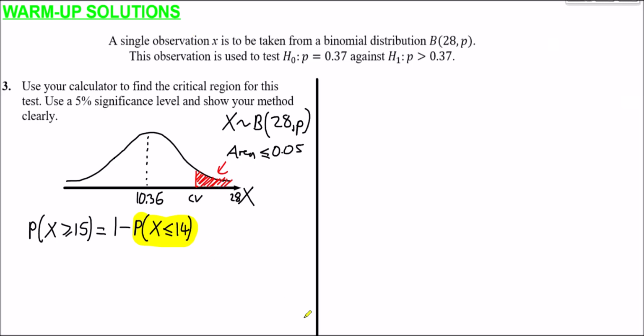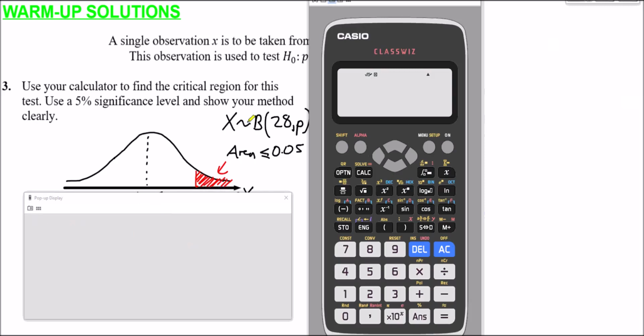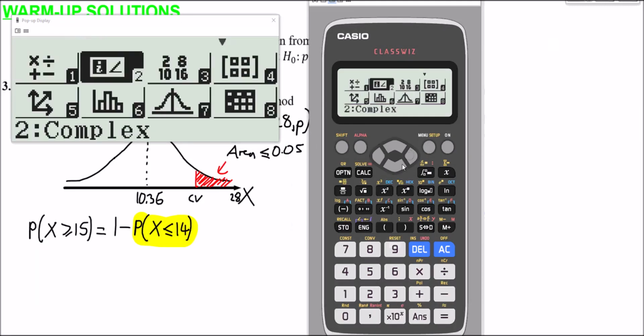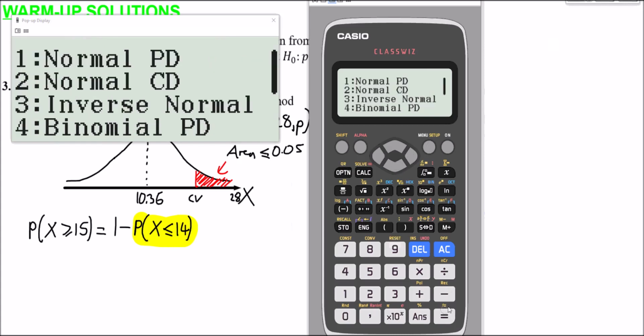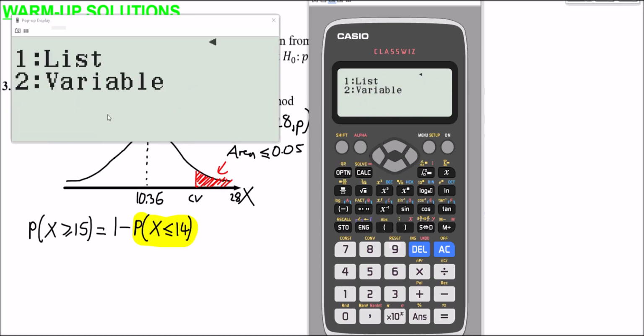So on the ClassWiz, what we can do is get into the right mode. So the way we do this is we press the menu screen and we scroll using these keys to option 7 and press equals. We now want the binomial cumulative function, which we don't see here, so we need to scroll down. It's now option 1, so press 1. You want the variable function, so press 2.